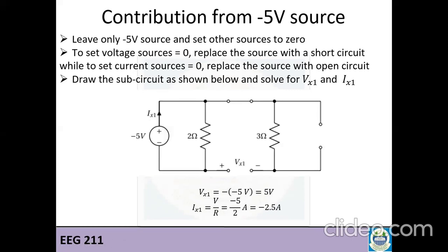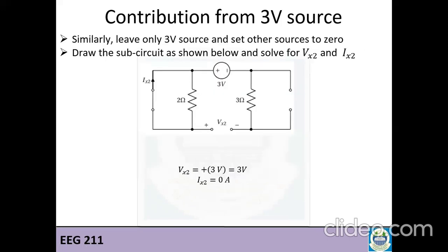Similarly, we can calculate the current Ix. The current Ix in this case is seen to be the current flowing through the 2 ohm resistor. It's just the voltage across the resistor divided by the resistance, going by Ohm's law. If you do that, you get minus 2.5 amps.